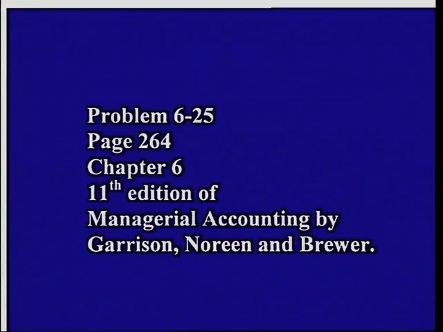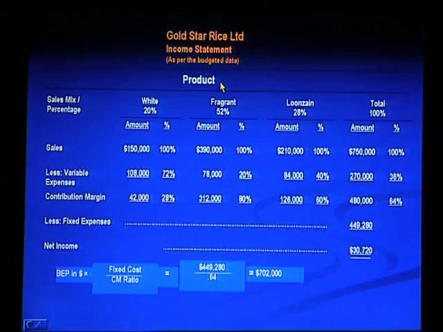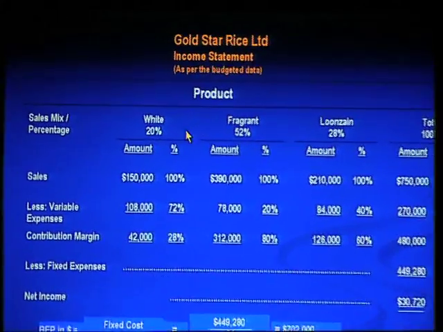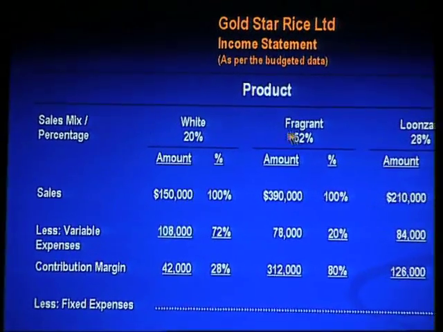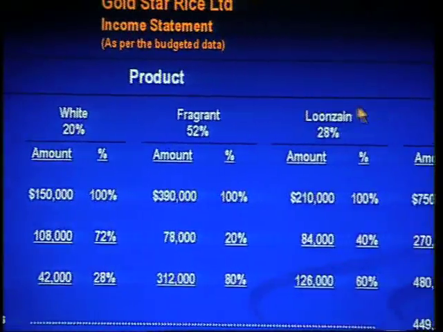To understand today's topic more elaborately, I have selected a problem from our reference textbook. It is problem number 625 on page 264, chapter 6 of the 11th edition of Managerial Accounting by Garrison, Noreen and Brewer. Here we are provided with a budgeted income statement of Gold Star Rice Limited. The Gold Star Rice Limited sells 3 products. One is white, another one is fragrant, and the third product is Lunzaine.